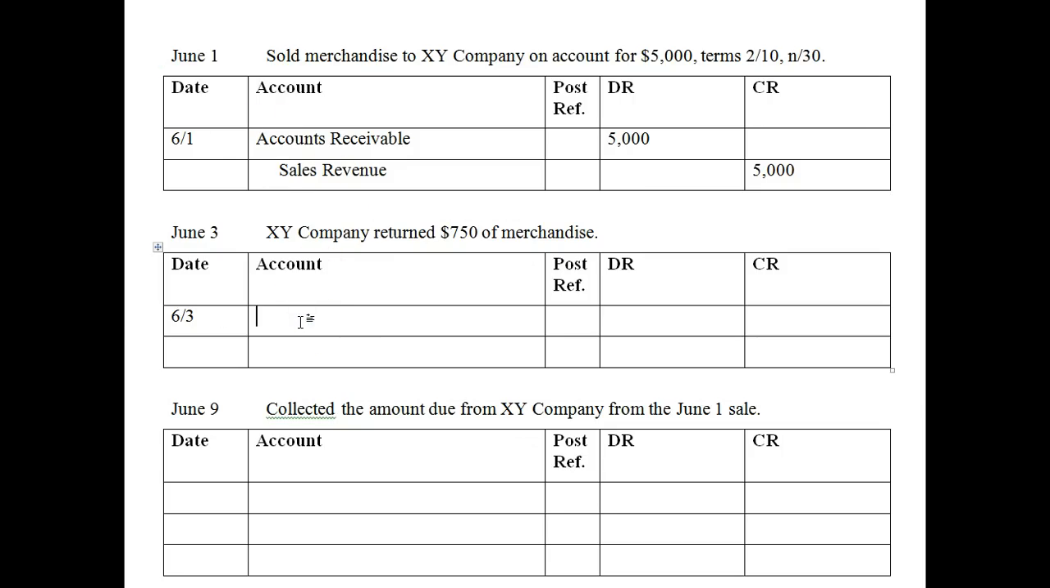Remember, when we have a return of a sale, we track those returns and we call the account sales returns and allowances. Sales returns and allowances is a contra account. It reduces our sales. And again, we're debiting that account for the amount of the returned goods, 750.